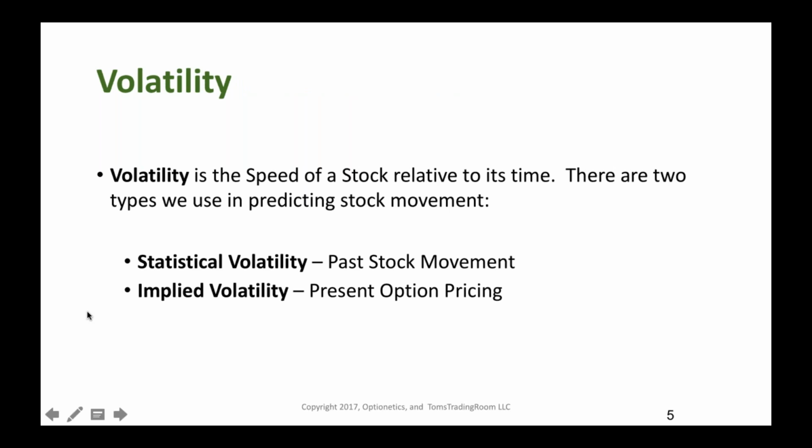The last piece of the puzzle on options is volatility. And volatility is really the speed of the stock relative to its time. So there's two types we use when we're trying to predict stock movement. Statistical volatility, which is based on the past move of stocks, and implied volatility, which is really the present based on option pricing, present and future move.